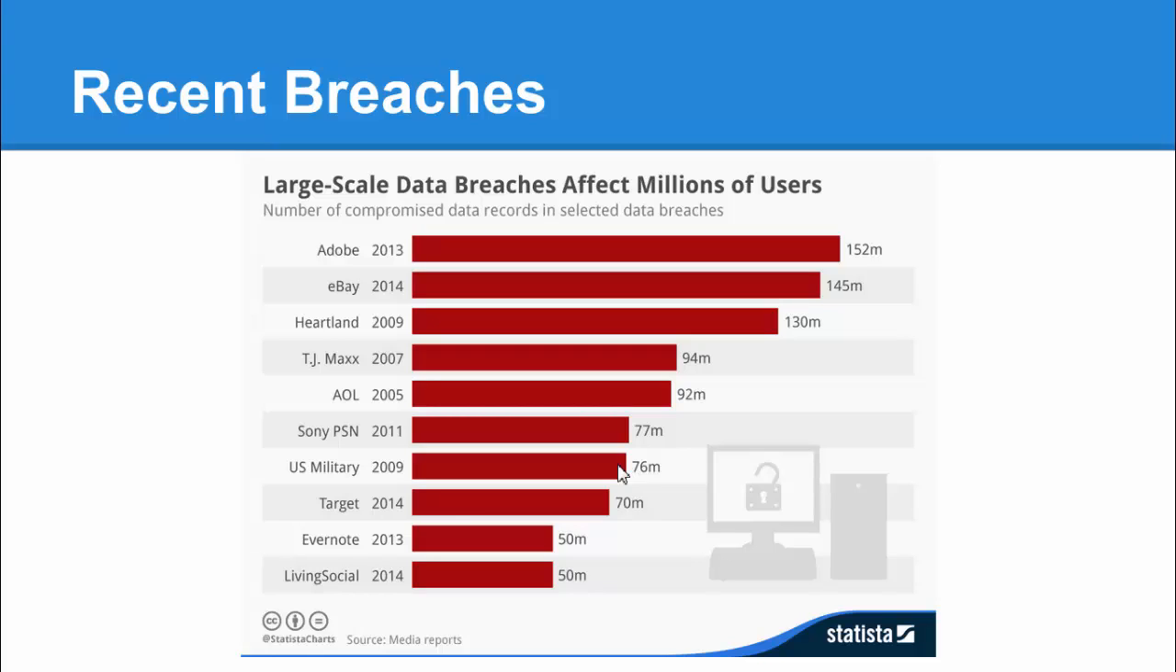This is a graph of some recent breaches, most notably the Target breach, which took place this year in 2014 and affected 70 million people. The Adobe breach in 2013 affected up to 152 million people. So this gives you the idea of the magnitude of large-scale breaches.